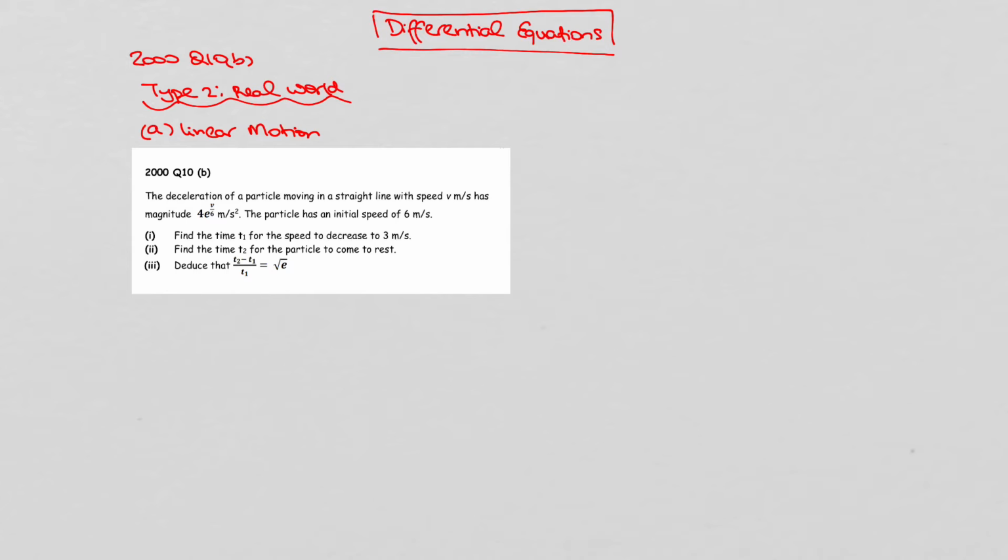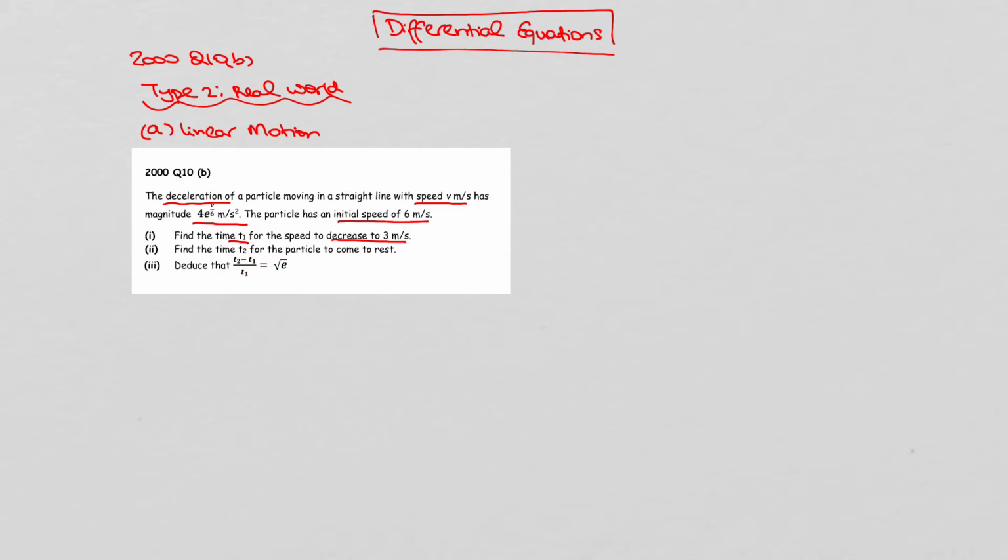Differential equations 2000, question 10b. This question is type 2 real world, which is linear motion. We're told the deceleration of a particle moving in a straight line with speed v meters per second has a magnitude of 4e to the power of v over 6 meters per second squared, and it has an initial speed of 6 meters per second. We want to find the time, t1, for the speed to decrease to 3 meters per second.